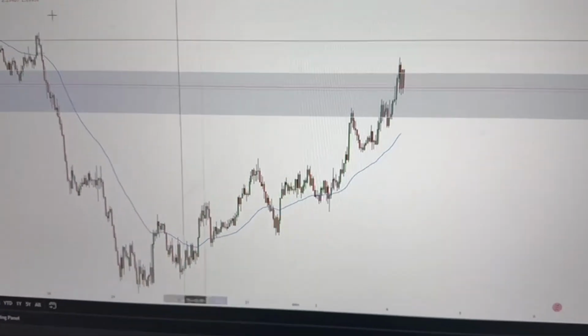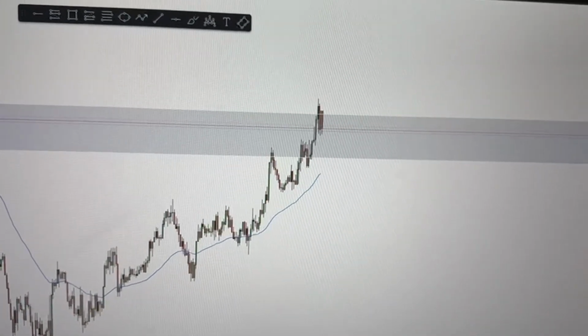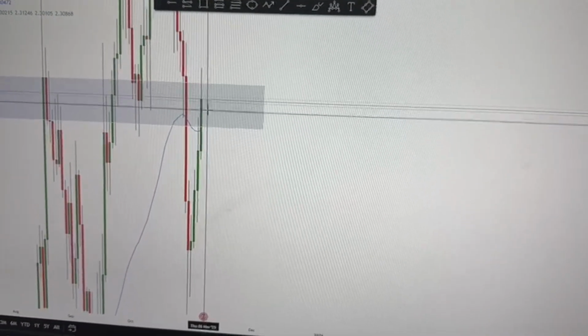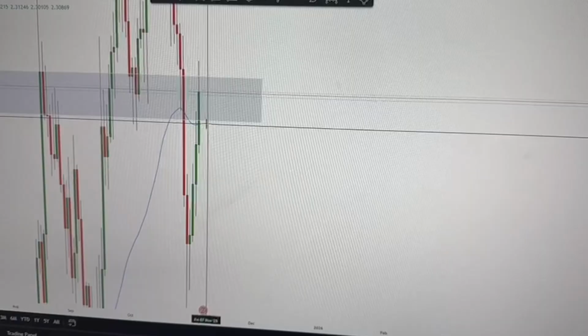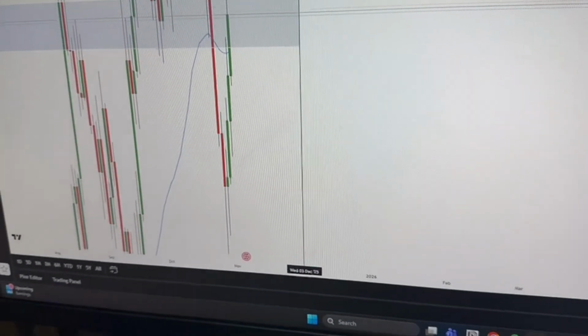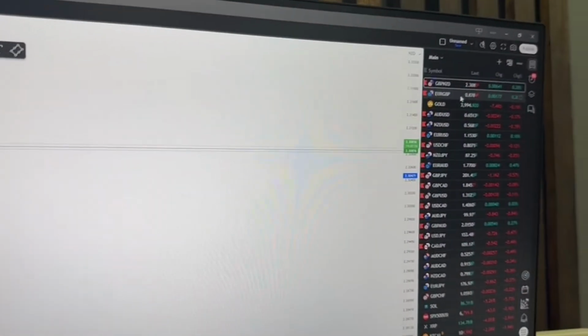GBPNZD, I am going to be waiting for. I really hope that it does not keep going up. I would really like for it to just stay there, bro. Really just stay right there. Give me a nice wick. Beautiful, beautiful wick. That'll be really, really nice and perfect.